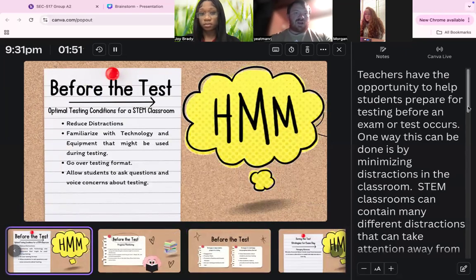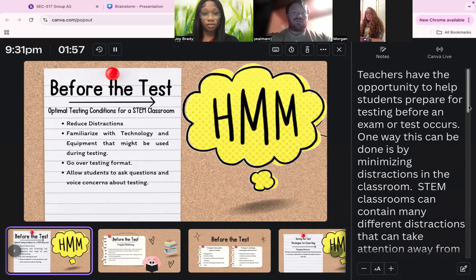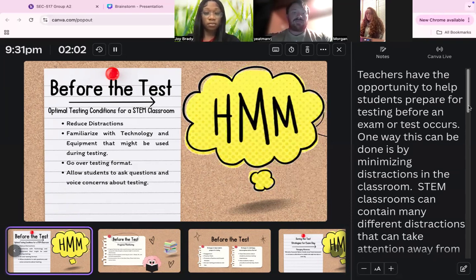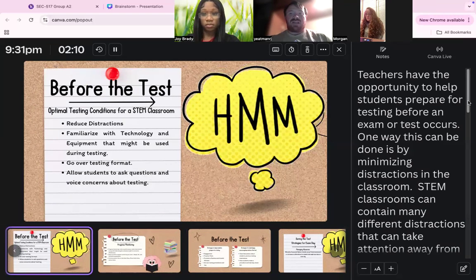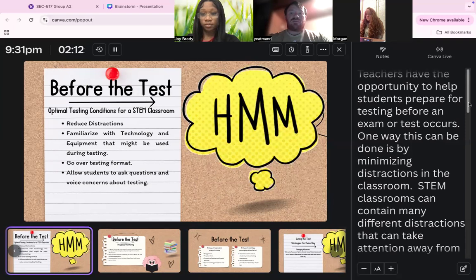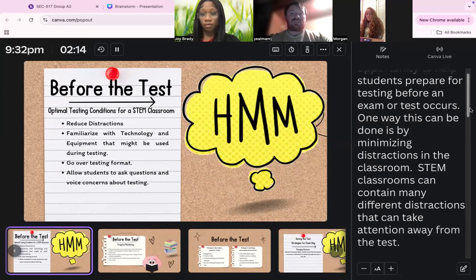Before the test, optimal testing conditions for a STEM classroom. You want to make sure that you reduce distractions, familiarize students with technology and equipment that might be used during the testing, go over testing format, and allow students to ask questions and voice concerns about the testing process. Teachers have the opportunity to help students prepare for testing before an exam or test occurs.